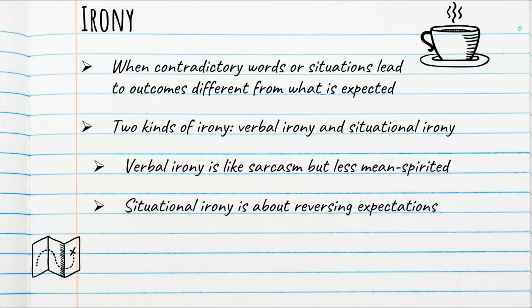All right. So you have an activity that is going on and you expect it to go a certain way because that's just the way these things normally go. And then something completely opposite happens. A lot of times this is used, again, for comedy. So an example would be if you just washed your car and then it starts to rain. That's situational irony.